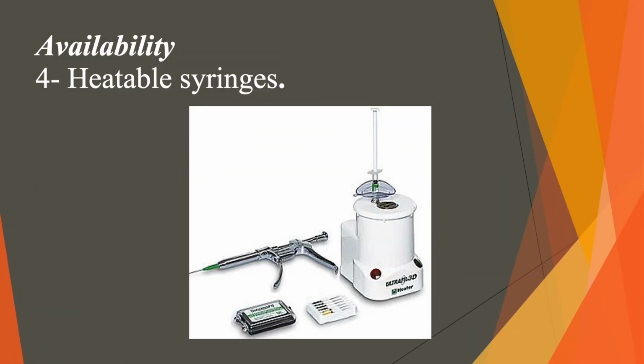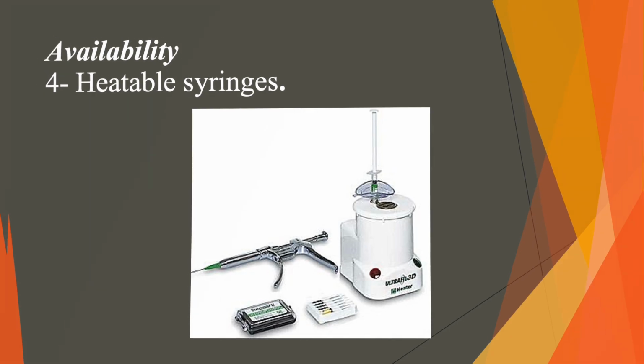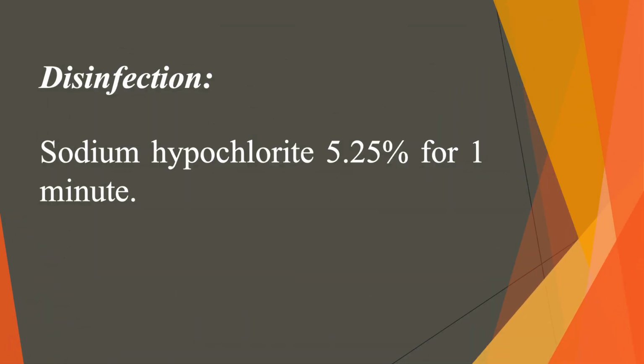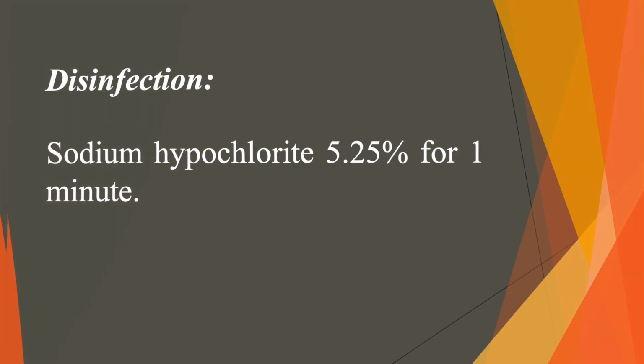The fourth one is the heatable syringe. This is a heatable syringe. The gutta percha is in the cartridge, and we heat the cartridge and put it in the syringe and inject it. We can disinfect the gutta percha cones by 5.25% sodium hypochlorite for 1 minute.